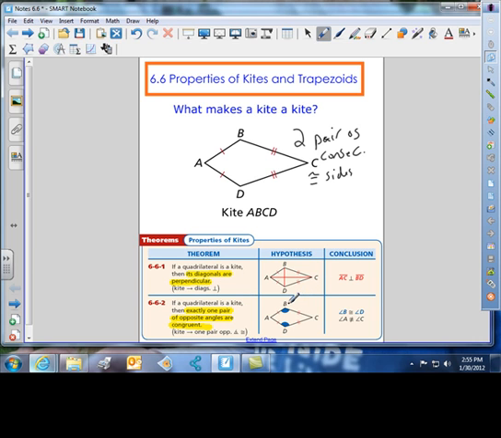And notice here that the angles that are opposite, which are between the non-congruent sides, these are the ones that are congruent, not necessarily these two. These are not congruent angles here. It's the angles that are opposite, that are facing each other, that are formed by the non-consecutive sides. Those are the ones that are congruent.